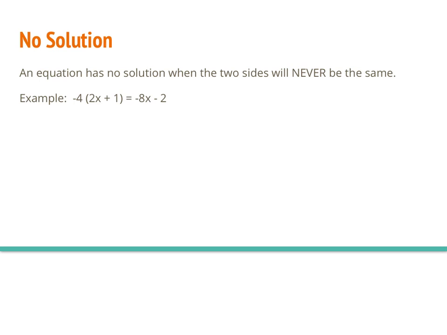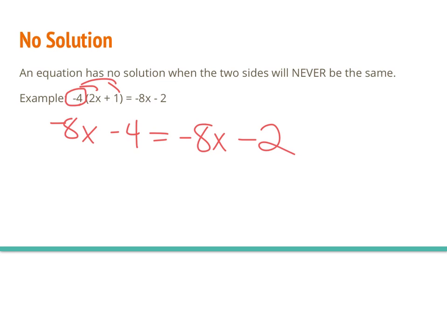So for example, we're given this equation, and you would assume that the two sides are equal, but when we go to solve it, we're going to see something interesting happens. When we distribute here, we get negative 8x minus 4 equals negative 8x minus 2. When we go to solve this, we would add 8x. Well, notice I don't have any more x's here. So really the x's don't have any effect on our equation here.